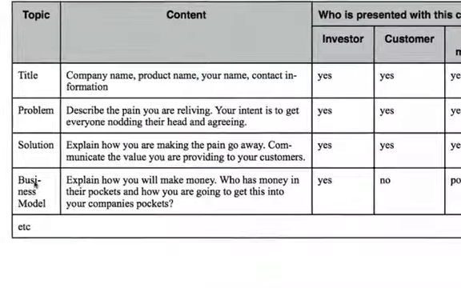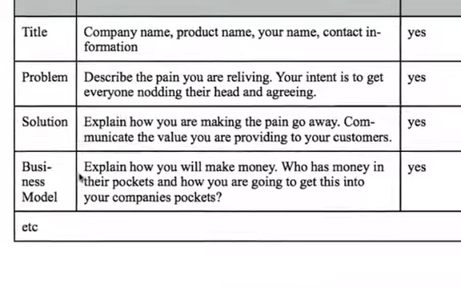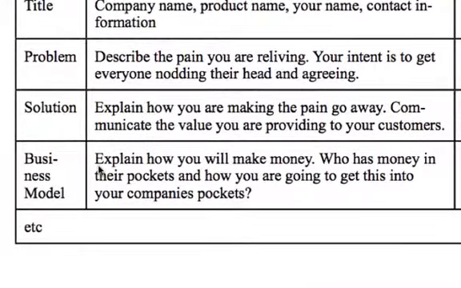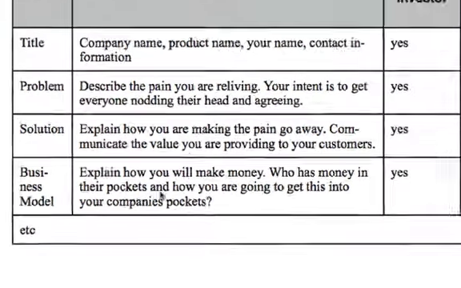For example, this fourth topic here is the business model. And what you do in this part of the pitch is you explain how you will make money. And the idea of a business model is who has money in their pockets and how are you going to get that money out of their pockets and into the pockets of your business. And you want this to be really short, about 10 words, and you want it to look like a very common existing business model.